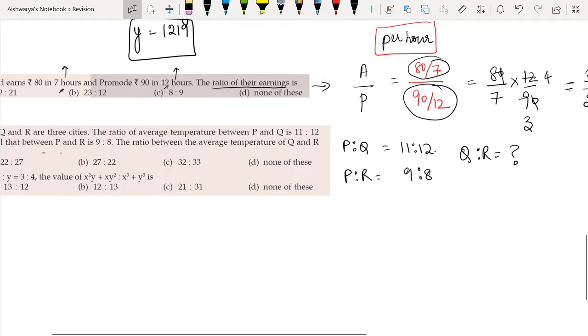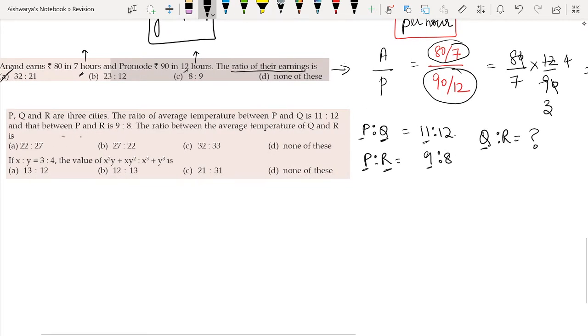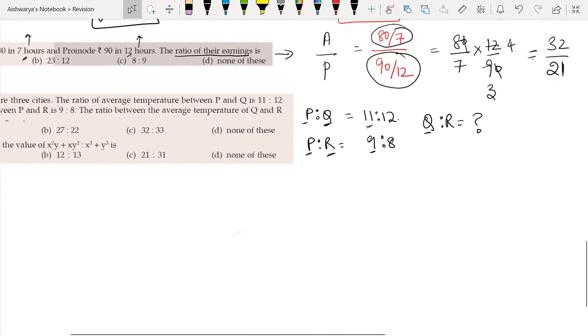Q is to R is how much? So how we will do this is Q is to R. Now we can pick up Q from here and we can pick up R from here. However, both are in relation to P. Is the P value the same in both? No. When the P value is not the same in both, we can't compare Q and R here. So first let us make the P value the same in both. How do we make it the same?